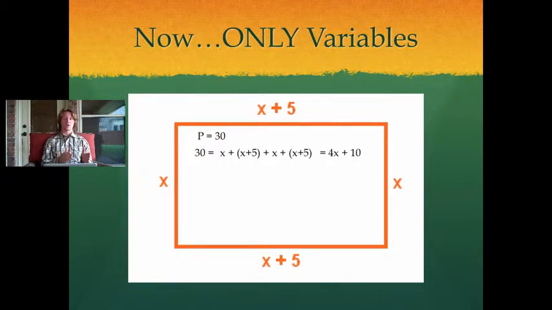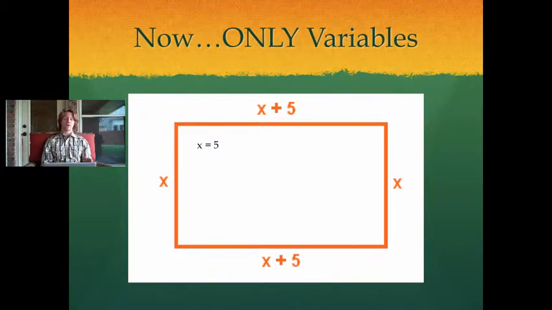Okay, so if you've got 30 equals 4x plus 10, you have 30 minus 10 is going to give you 20 equals 4x. 20 divided by 4 is going to be 5, so your x is going to be 5 in this case. So now that you know what your x is, I need you to find what the area is. So go ahead and create an equation to find your area if x equals 5.